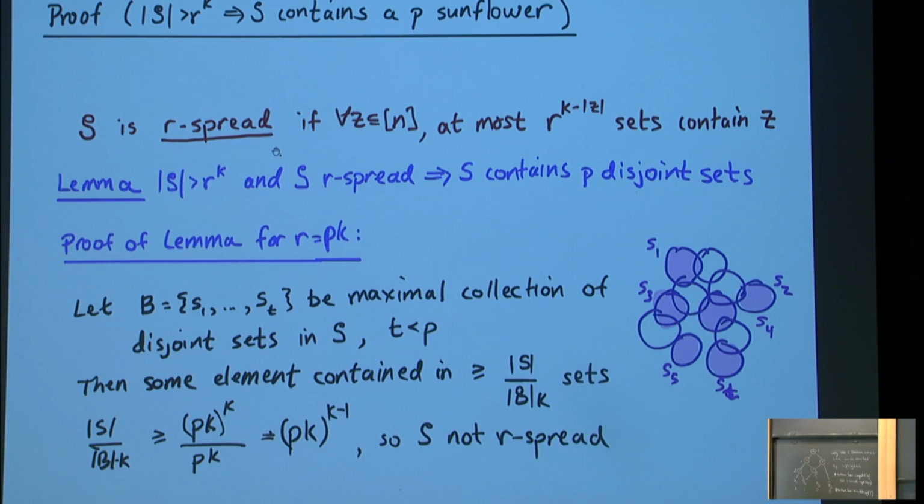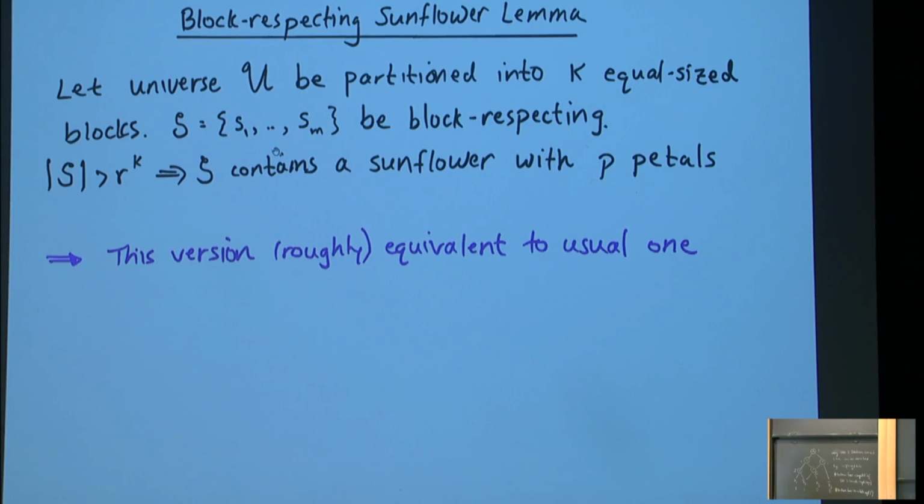Okay, so now I want to try to explain how the sunflower lemma is used to prove Razborov's theorem. Oh, I want to mention one other thing, which is going to come up when I talk about lifting later. There are various ways that you can modify the sunflower lemma. It's fairly robust to reasonable changes. One reasonable change is block respecting sets.